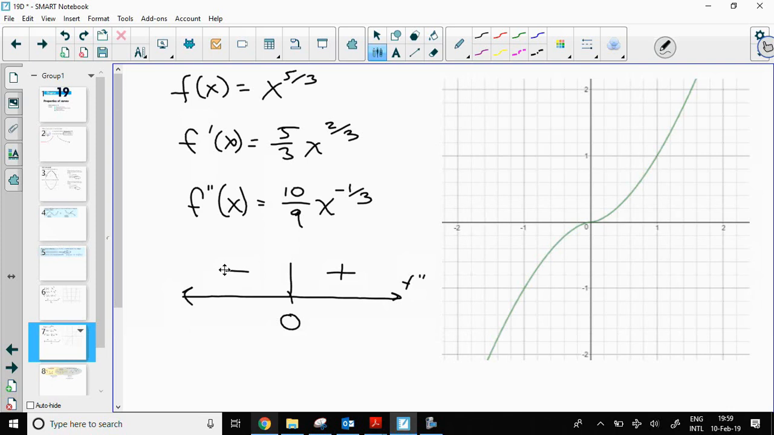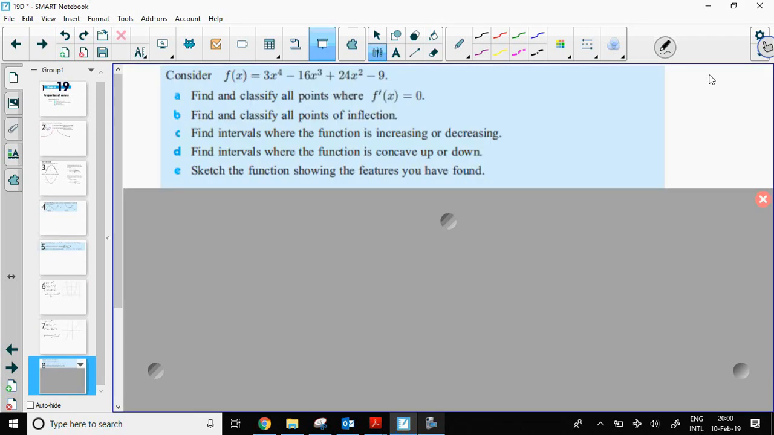Again, the IB is not going to focus very much on weird stuff like this, but it's something to keep an eye out for. All right, so let's do one.